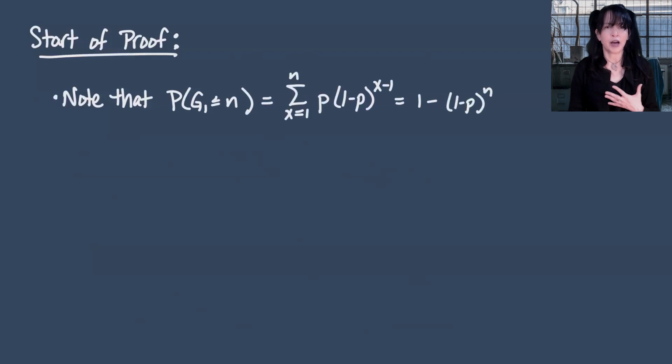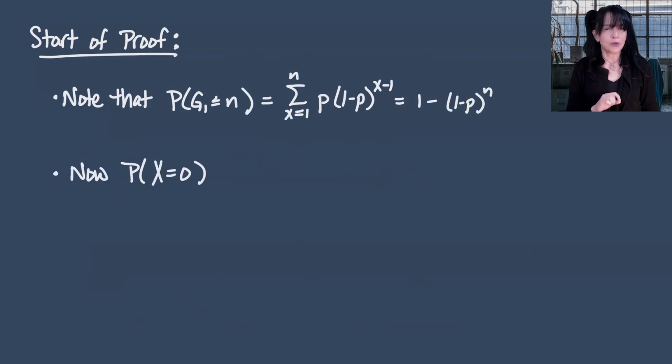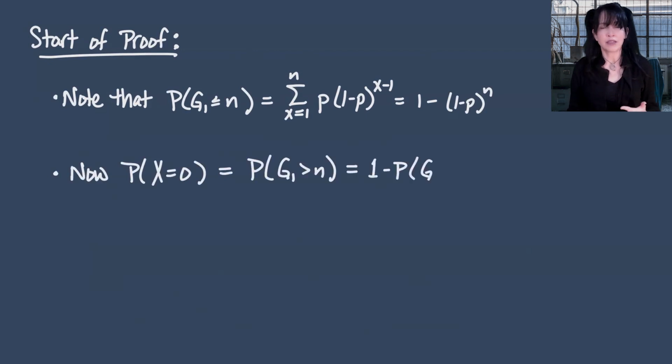So this is going to be helpful, I think, because the probability that capital X equals 0, remember, X is supposed to be the smallest value such that the sum as i goes from 1 to capital X plus 1 of the G sub i is greater than n. So if capital X equals 0, that is equivalent to saying that G sub 1 was greater than n right off the bat. But G sub 1 being greater than n, that probability is 1 minus the probability that G sub 1 is less than or equal to n.